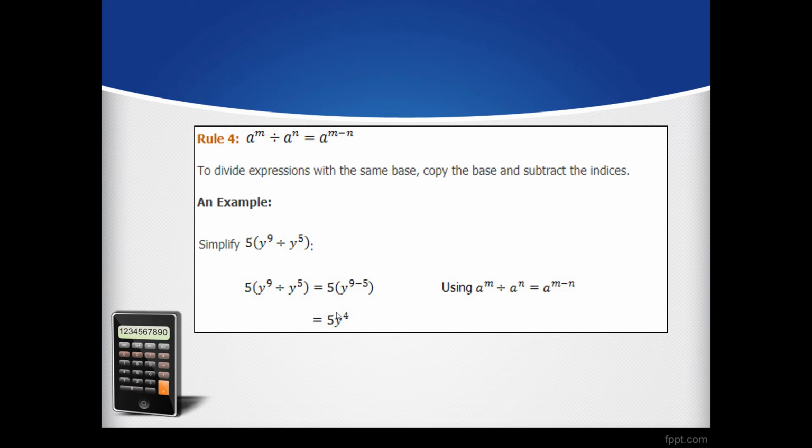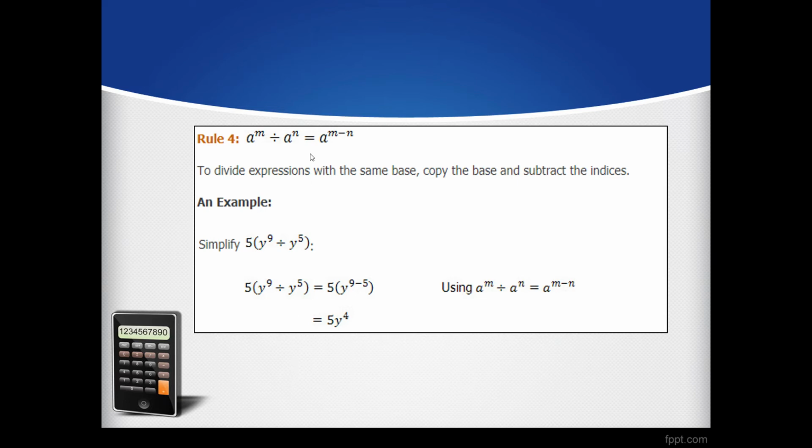Once again, if you have 2x to the 6 divided by 3y to the 5, the bases are not the same, so therefore you cannot divide.